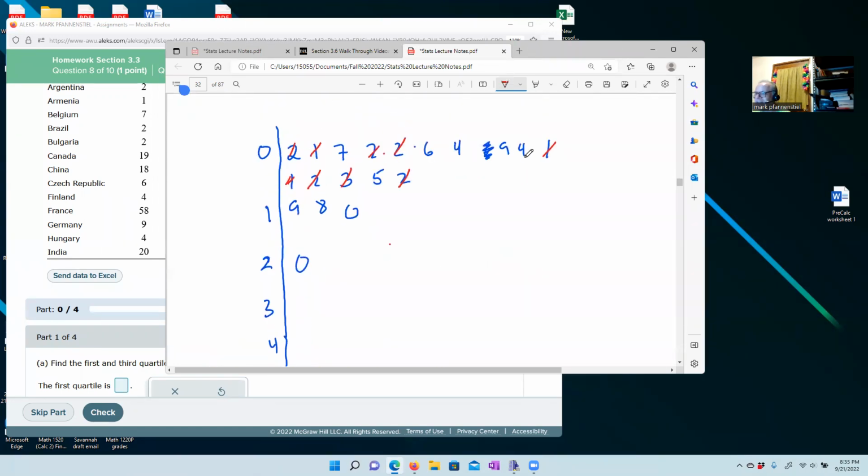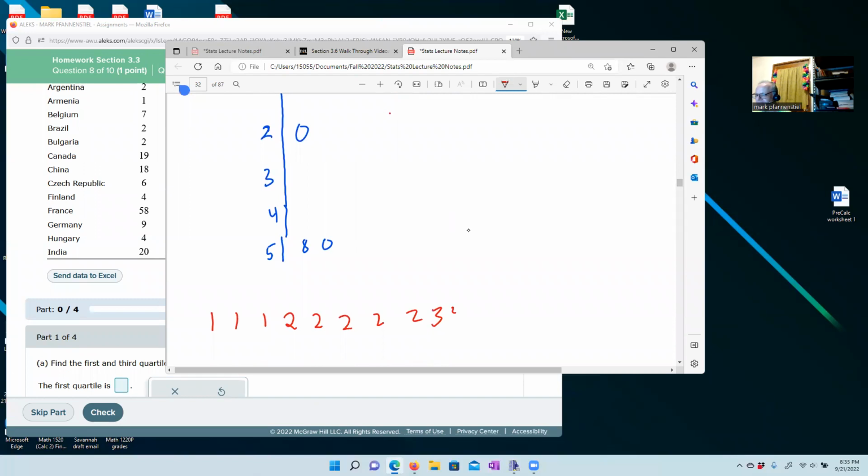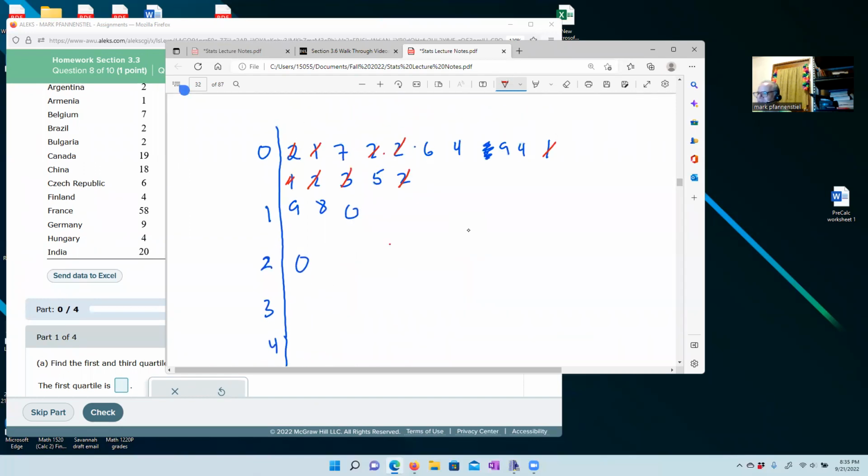I think that's ridiculous. So we have a couple of 4s. We go ahead and say we have a 4, we have a 4. This is the easiest way to sort, but it's not the only way. If you use a different way to sort, I'm not going to get mad at you. We have a 5.